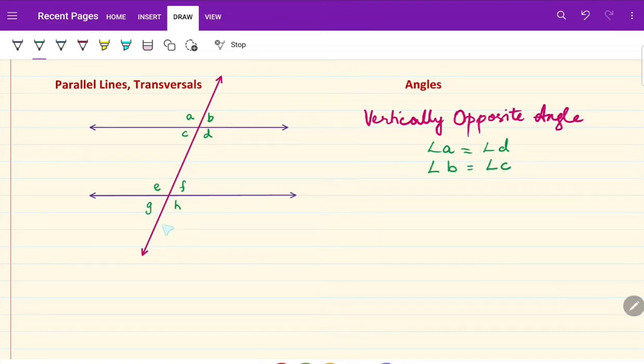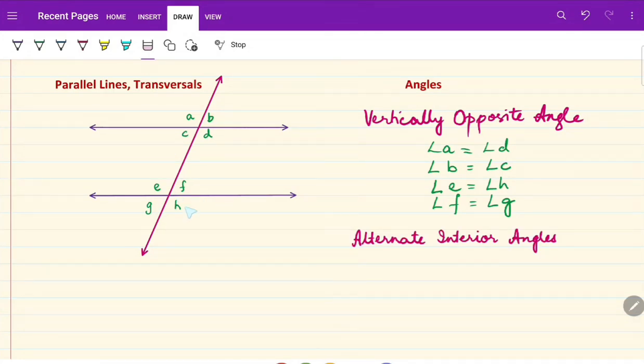On the lower portion of the intersection, we will have E and H as vertically opposite angles and F and G as vertically opposite angles. Therefore, we can say that angle E is equal to angle H and angle F is equal to angle G. All right?